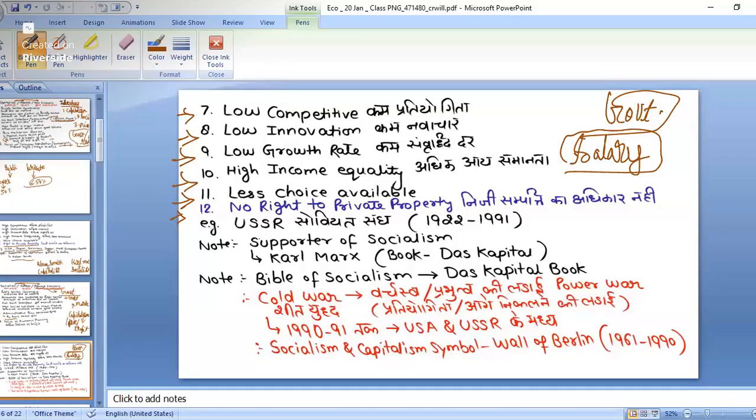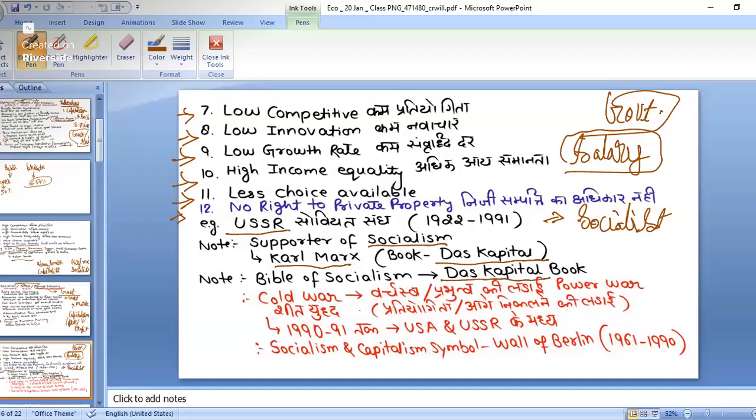In this type of economy, an example we could see is the USSR. Until 1990 they were part of the socialist economy. The supporter of socialism, we saw, was Karl Marx. He wrote the book Das Kapital. Remember this book also? Das Kapital is written by Karl Marx, in which he mentioned this particular socialism. So the Bible of socialism is the Das Kapital book.